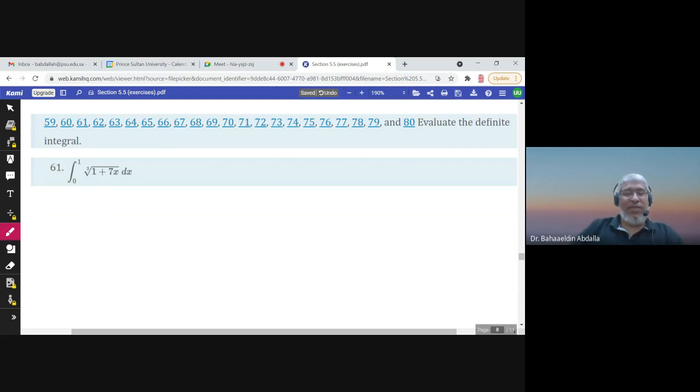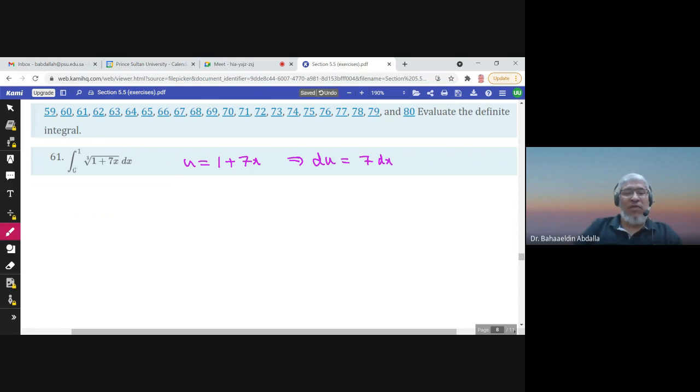Now some definite integrals. I'll take u to be 1 plus 7x, the radicand. So du, the derivative of this is 7. I don't have 7, I need 7.